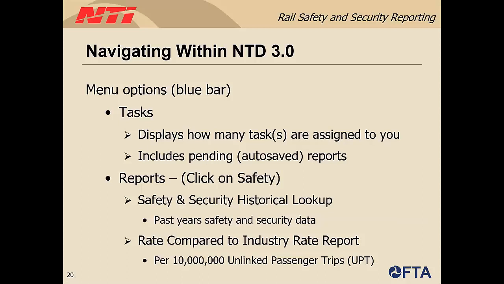First, click on the category, in this case, Safety. There are two reports you may find helpful here. One is the Historical Lookup Report to view safety and security data reported in prior years. Another report is the Rate Compared to Industry Rate Report, which computes and compares your agency's incident, injury, and fatality rates against the industry average for 10 million unlinked passenger trips.